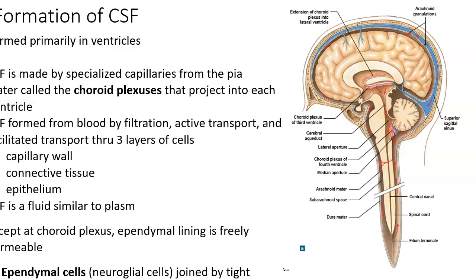It's formed from the body's blood through filtration, through active transport, and facilitated transport through three layers of cells. So the CSF is formed through filtration as it goes through the capillary wall, the connective tissue, and the endothelium. And again, cerebrospinal fluid is a fluid similar to blood plasma.